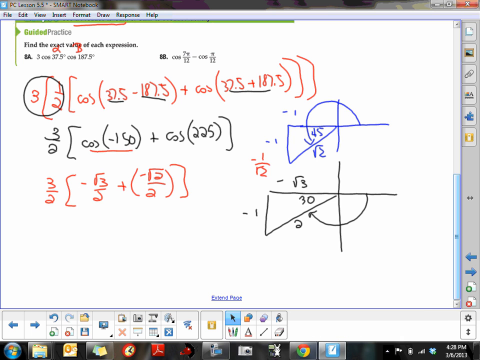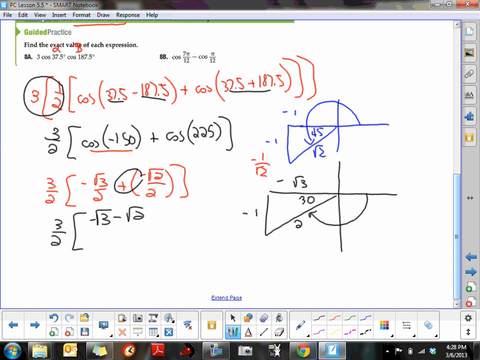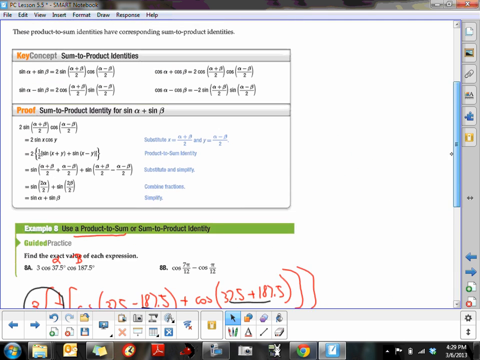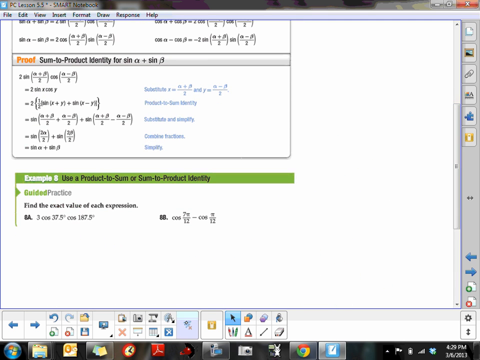Since these have a common denominator, we can write them over the common denominator. It's a negative square root of 3 minus the square root of 2, getting rid of your double signs, all over 2. Distribute your 3/2 through, so it's going to be a negative 3 times the square root of 3 minus 3 times the square root of 2, all over 4. Okay, so that's 8a. Now let's come back up. We'll clear and try 8b.